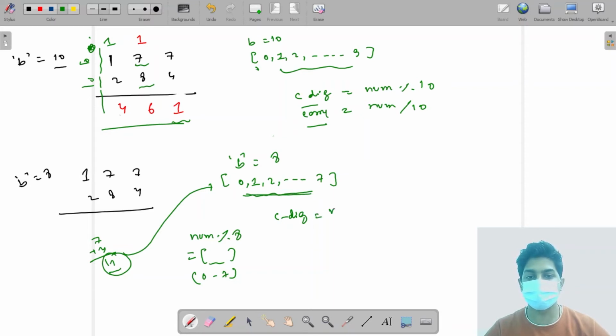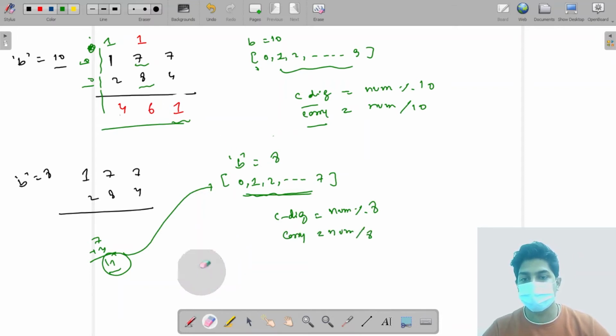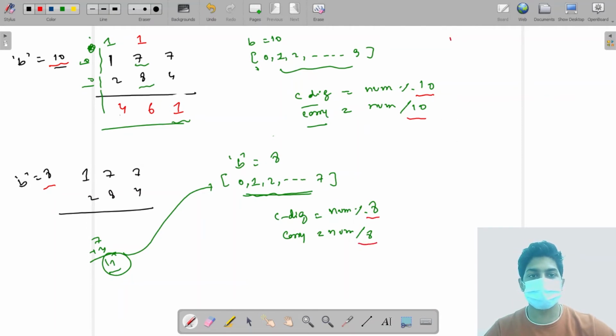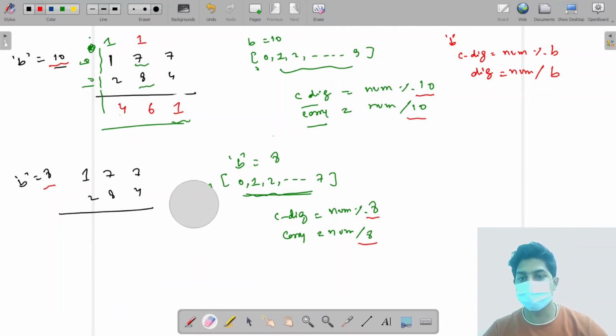So for the current digit we will take the number modulo 8, and for the carry we will take the number divided by 8. If the base is 10, then for the current digit we take modulus by 10, and for the carry we divide by 10. If the base is 8, then we take modulus by 8 and divide by 8. So for any given base b, for the current digit we take the number modulus base b, and for the carry we take the number divided by base b. Now let's solve it using this formula.